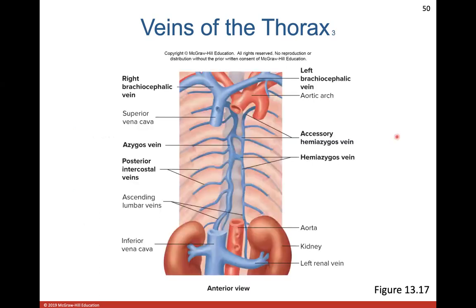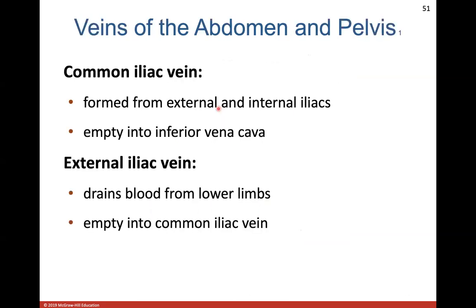So here's a little bit of how blood is drained from the thorax. You see your accessory hemiazygous, azygous vein, posterior intercostal veins that go between the ribs, all are draining into either the brachiocephalic or the superior vena cava to drain all the blood back into the heart from the thoracic cage.